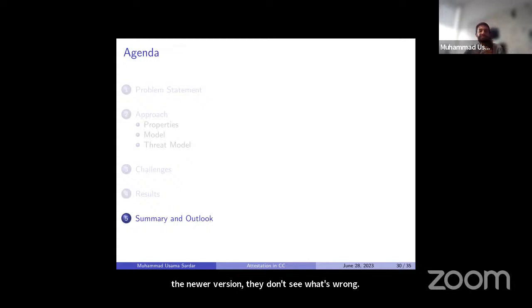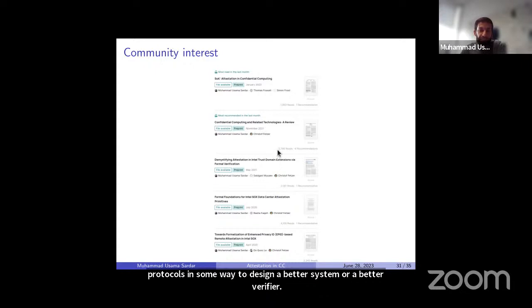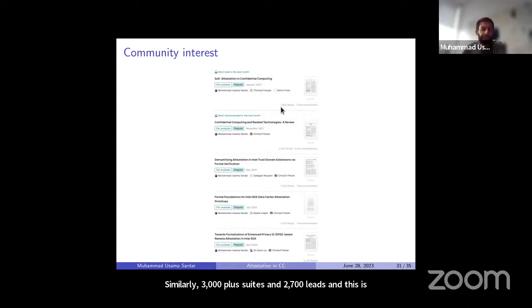So with this, I want to provide a quick summary and outlook of the work. We started here from the attestation analysis 4 years ago, and it has more than 2,000 reads for DCAP, another scheme more than 4,000, and the community is very interested in this. People want to understand what exactly goes on behind the scenes, and to understand these complex protocols in some way to design a better system or a better verifier. Similarly, 3,000 plus reads and 2,700 reads. And this is the work that we made public in January, already 1,800 reads.